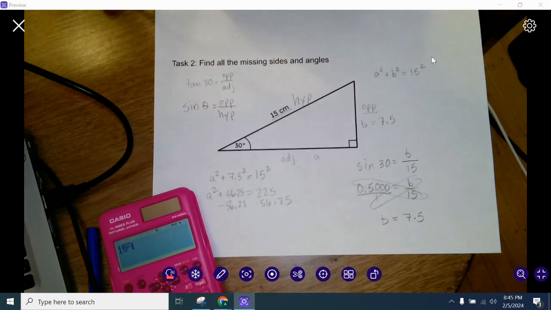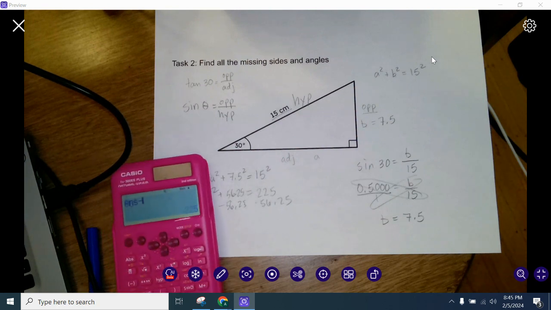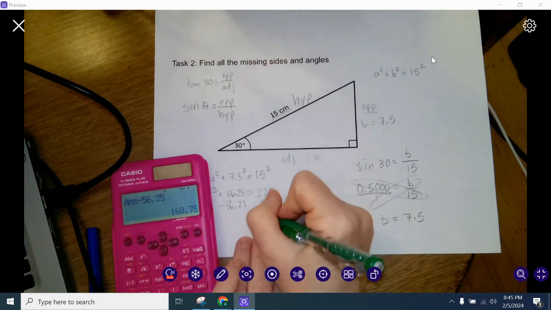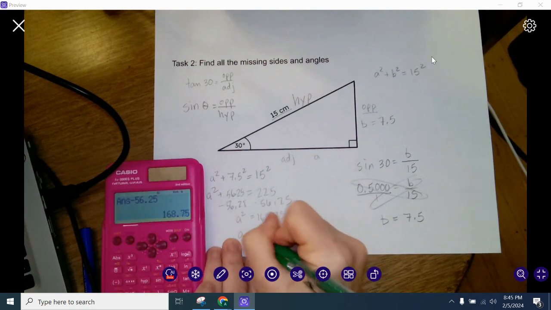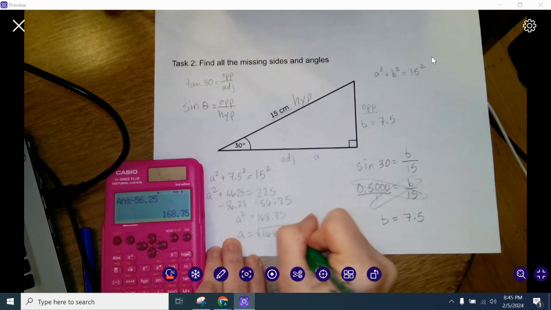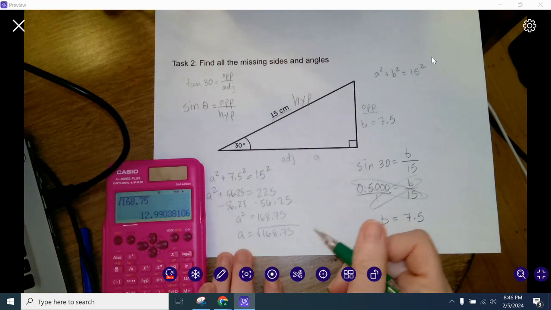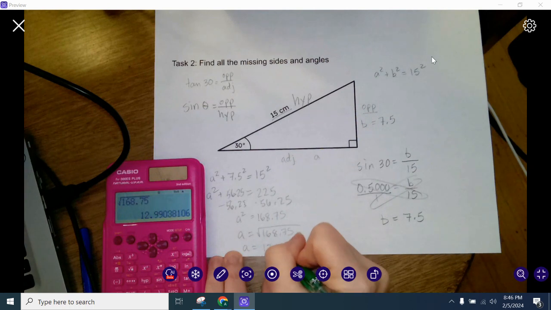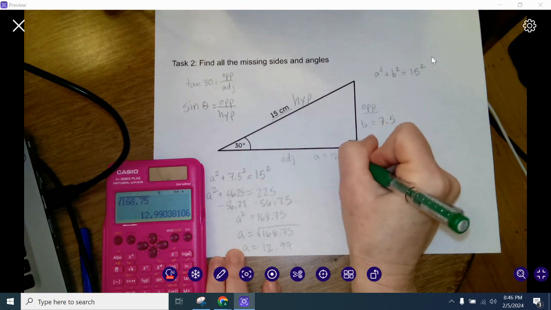Let me just make sure I'm not having any problems with my brain today. Yeah, 15 squared is 225 minus the 56.25. And that gives me 168.75, which is equal to a squared. So a is going to be equal to the square root of that. So I can do the square root of 168.75, and I get 12.99. Okay, a is equal to 12.99, or like 13.